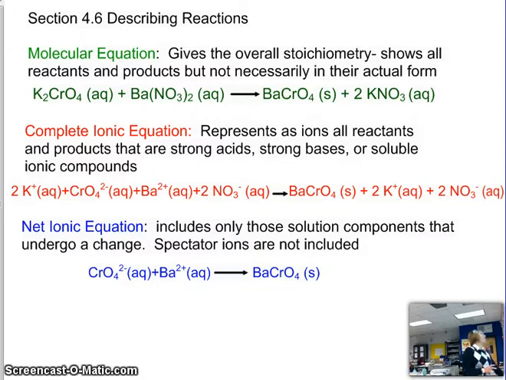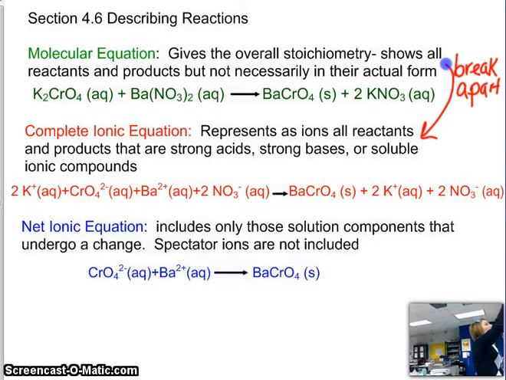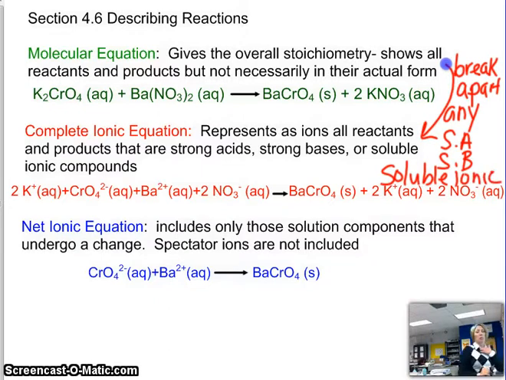So it represents ions of your reactants and products that are dissociated. So in going from the molecular to the complete ionic, what you will do is you will break apart any strong acids, strong bases, and soluble ionic compounds. So you'll have to be using your solubility rules. Everybody else you'll keep together.